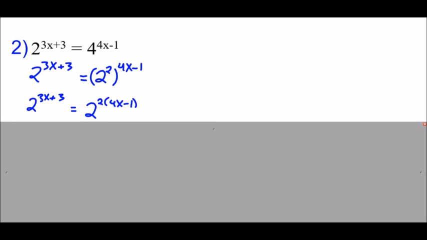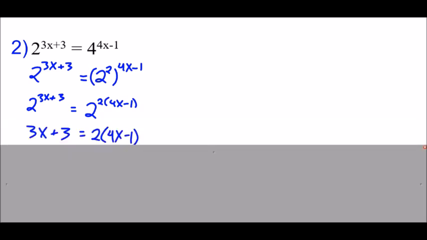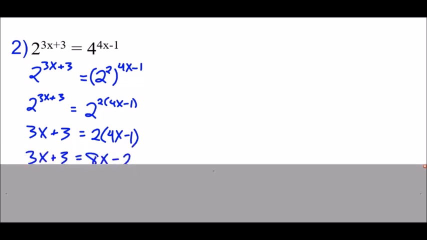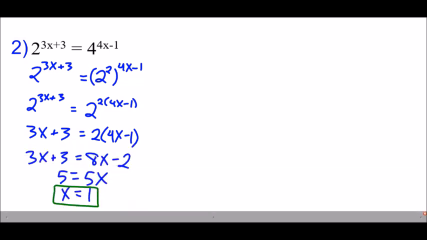So now we have a common base of 2. We can set the exponents equal to each other. 3x plus 3 equals 2 times 4x minus 1. And now we just need to solve for x. We can distribute, we can combine like terms, and you can see that x is then equal to 1.